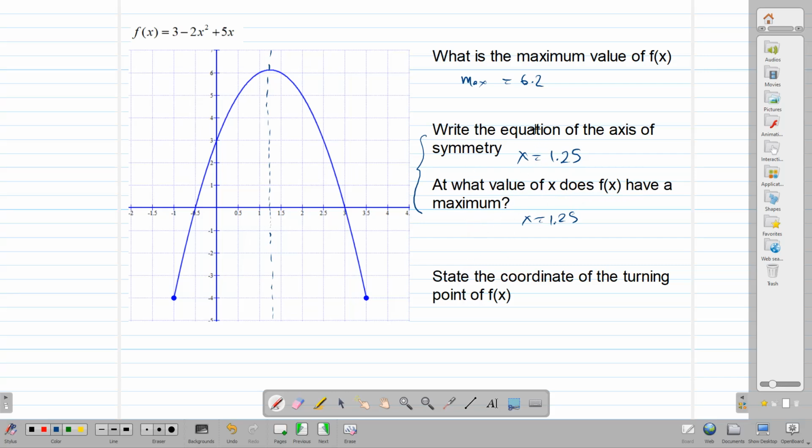And having these two values, we can now write down our turning point. Remember, our turning point is the point at which the graph turns, right here, the vertex of the graph. And once we know that, we can simply write the x value, y value. The x value here is 1.25, and our maximum is 6.2. This is our turning point.